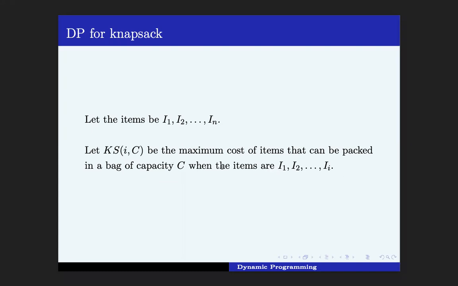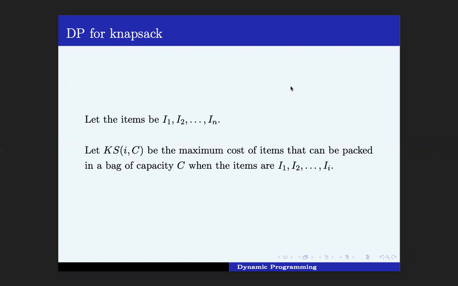Now, if you have understood it, can you write down, please, the recurrence of this? How can you write the recurrence? And now I want to see a message from everyone. What is the recursion of KS(i, C)? Can you please send me a message?